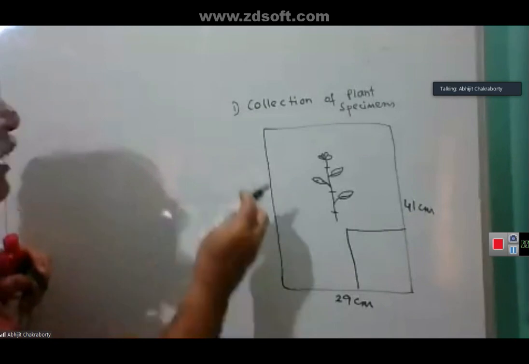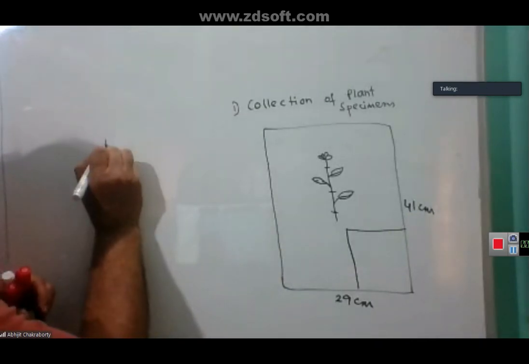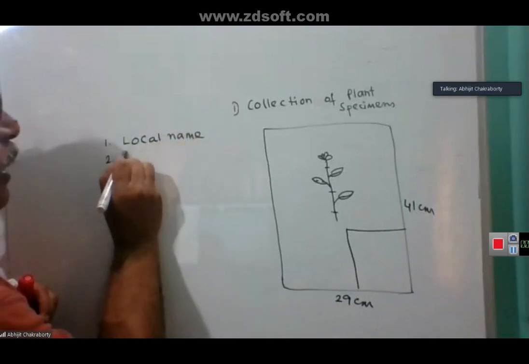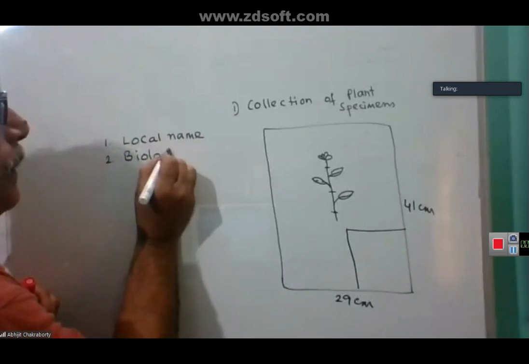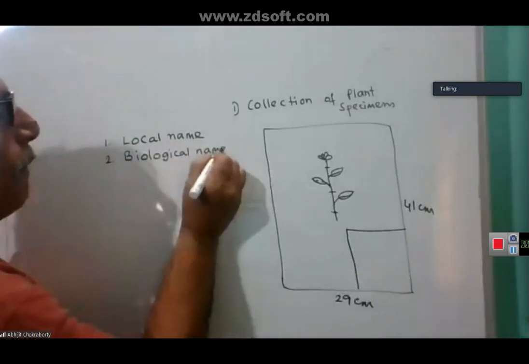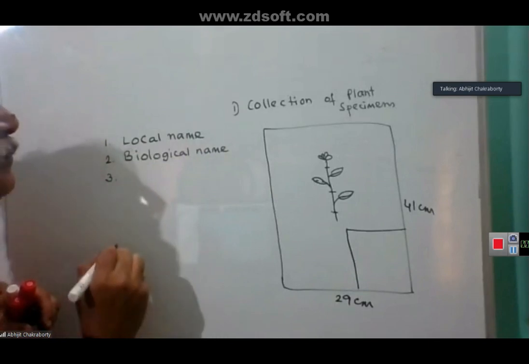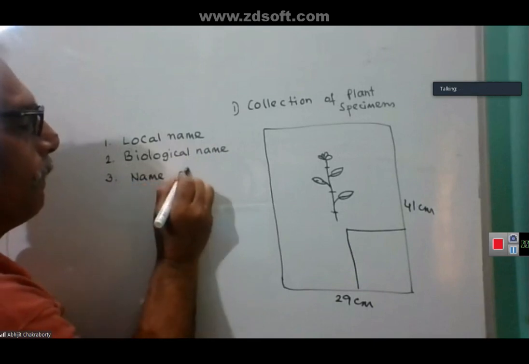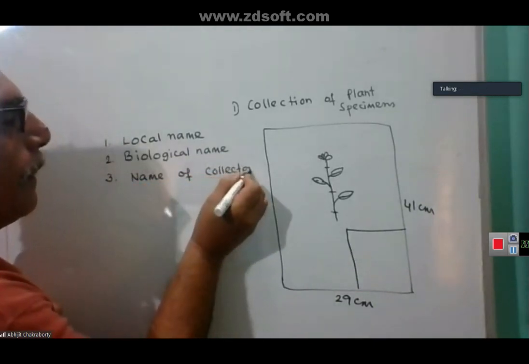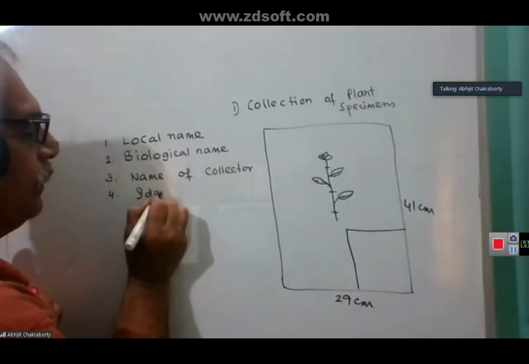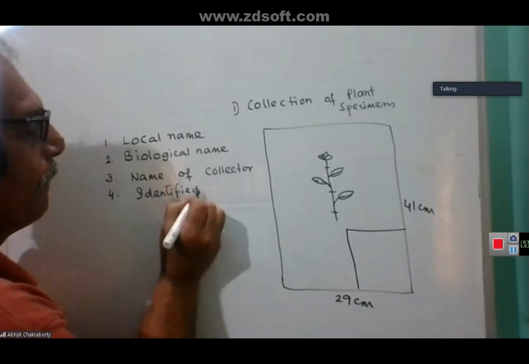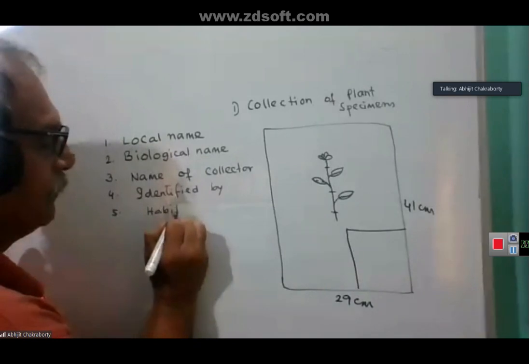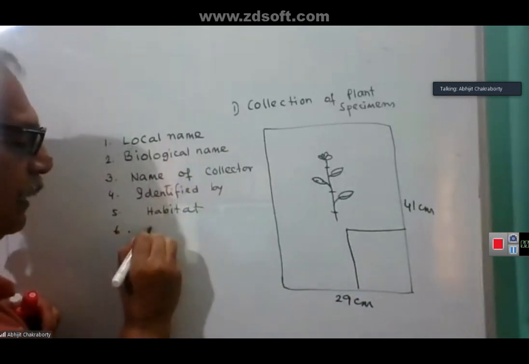Here you are required to write the local name, the biological name, then the name of the collector. You may add who identified it, the habitat from where you collected it, and the date of collection.